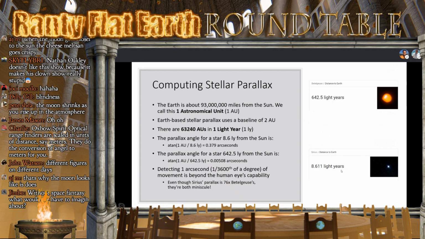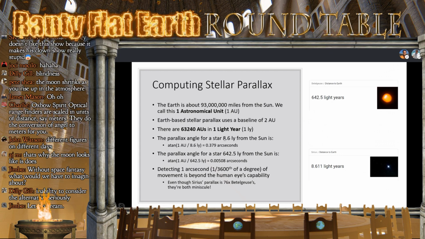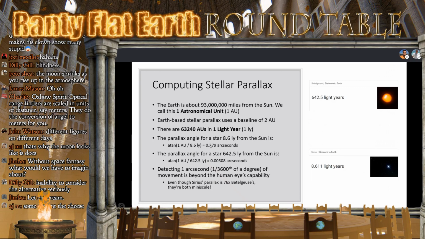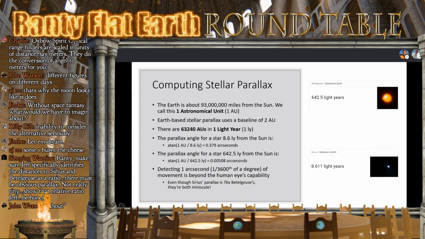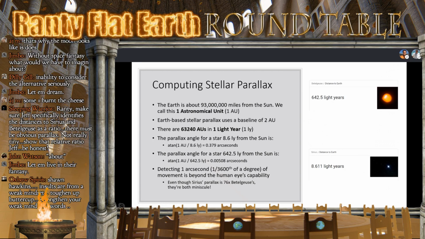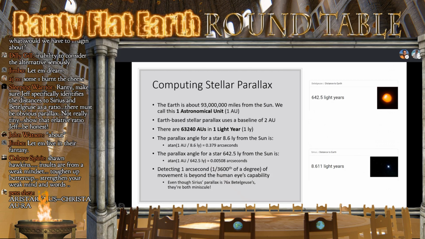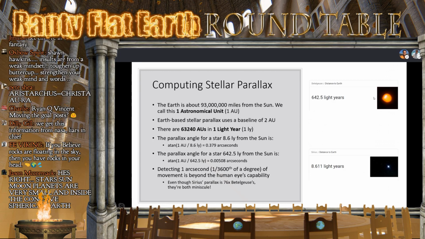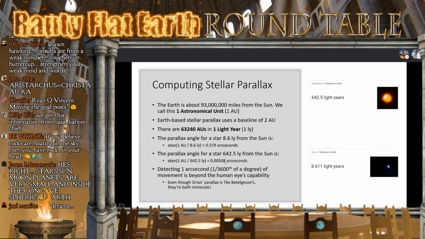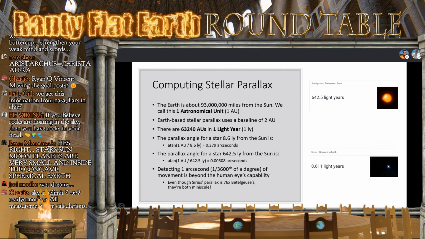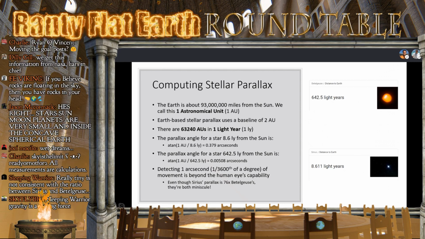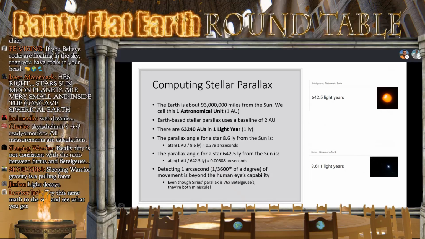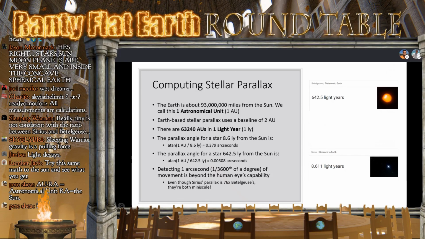Sirius is about 8.6 light years away from Earth. The parallax angle for a star 8.6 light years from the Sun is 0.0379 arc seconds. 1 arc second is 1/3600th of a degree. So the parallax for Sirius is about 1/3 of an arc second. Betelgeuse, which is about 642 light years away, its parallax is 0.00508 arc seconds. Even though Sirius's parallax is about 76 times Betelgeuse's, they're both minuscule, and that degree of movement is beyond the human eye's capability of resolving. You need to use very powerful telescopes in order to detect this movement.